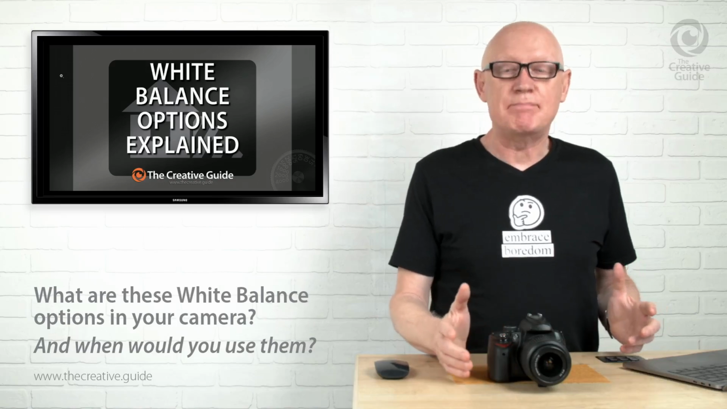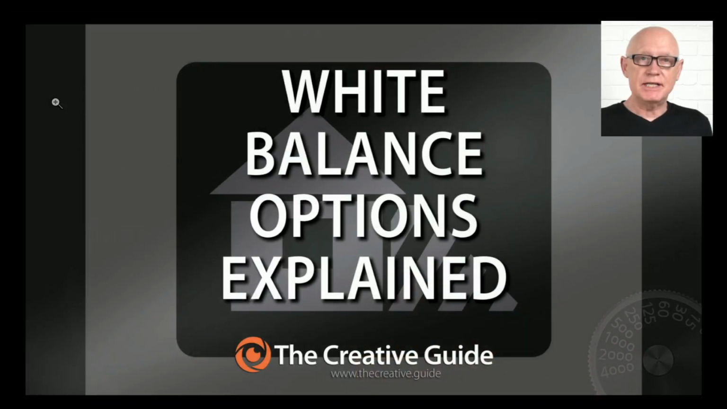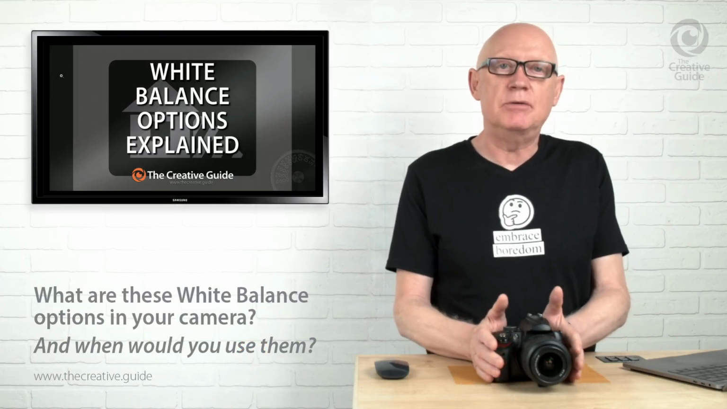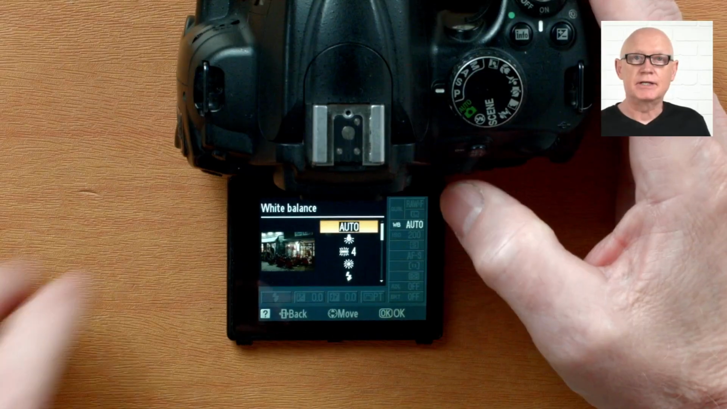What are all these white balance options in your camera and when would you use them? So essentially, white balance is trying to make white look white. And to the human eye, that is when there is a bright yellow sun with a blue clear sky. The balance of both of those gives us the effect of white in our shots. And your camera has a number of these options available to you, starting off with auto.